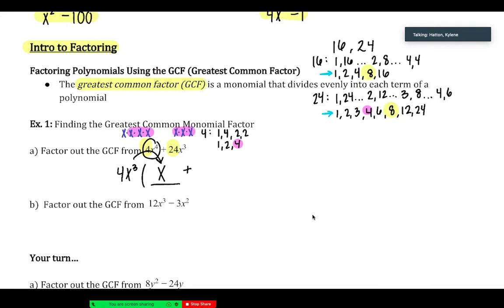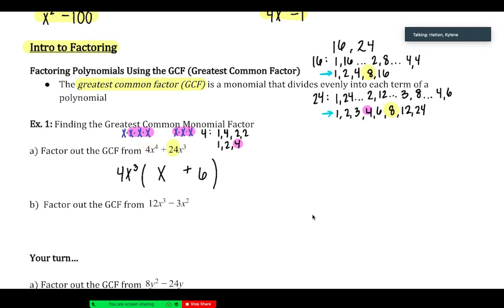And then for the second blank, I need to think 4x cubed times what is going to get me to 24x cubed. Well, to get from 4 to 24, I have to multiply in a 6. And then to get from x cubed to x cubed, my power of x doesn't change, so that means I don't need to multiply in another x. And then once I'm done with those two terms, I can close my parentheses, and that's my final answer.